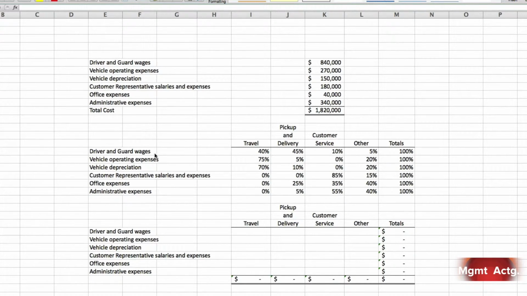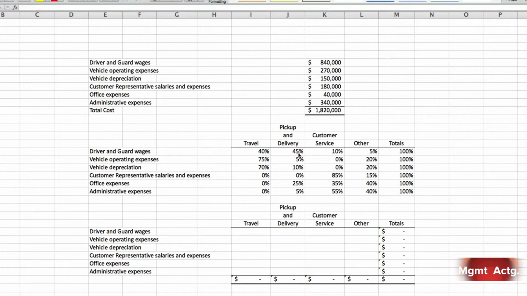What we see here in driver and guard wages, we have $840,000. Management's best judgments and best estimates — notice I'm not saying that their cost accounting system tells us, I'm saying that their best estimates and their best judgments. So these numbers are determined outside of any costing system. They're determined by management sitting down and saying, we think it's about this number here, and we think it's about that number there. I want you to keep that in mind, that that's the shortcoming of activity-based costing, is that this whole matrix here is management's best guess. What they're saying is that for the travel activity cost pool, 40% of this $840,000 should go here.